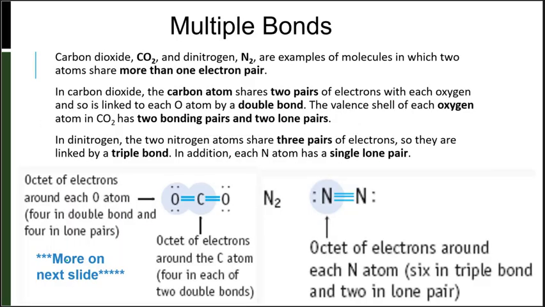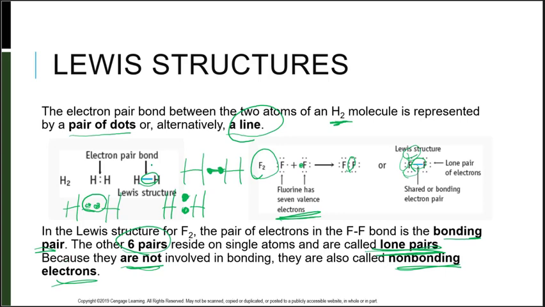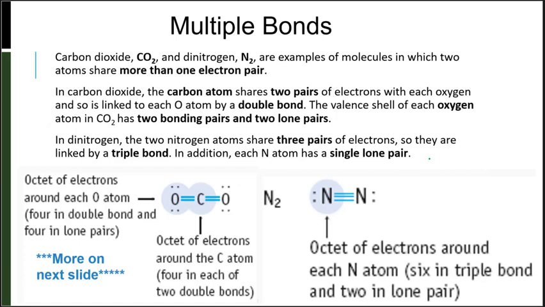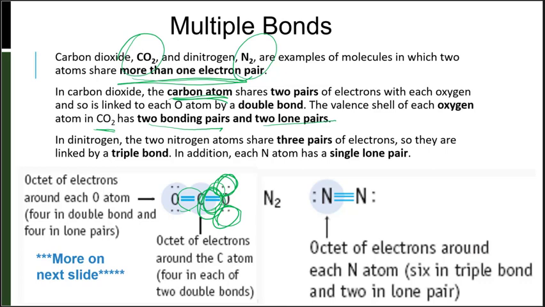We can also have multiple bonds. Before, hydrogen just had a single bond, fluorine just has a single bond, but we can have double bonds and triple bonds. Carbon dioxide and dinitrogen, or just nitrogen gas, are examples of molecules in which two atoms share more than one electron pair. In carbon dioxide, the carbon atom shares 2 double bonds with each oxygen. The valence shell of each oxygen in the CO2 has 2 bonding pairs and 2 lone pairs. Let's look here. I've got 2 lone pairs and 2 bonding pairs.